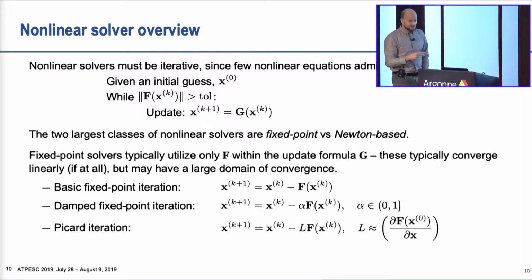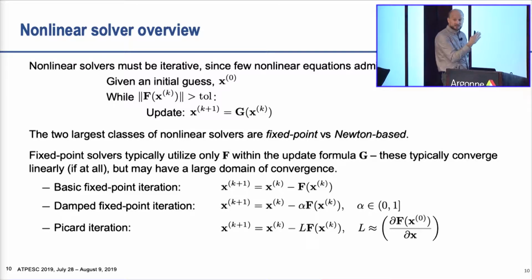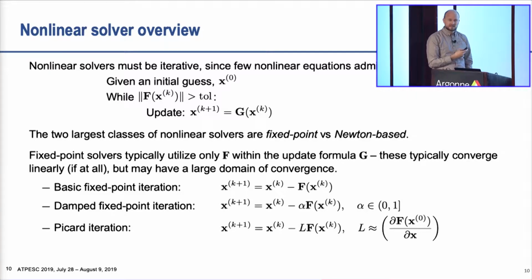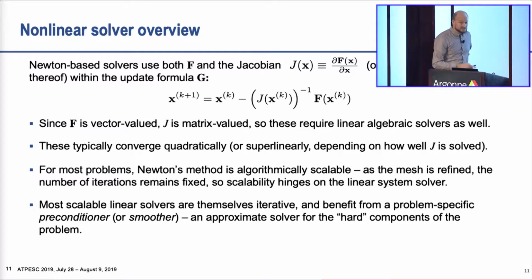So nonlinear solvers in general must be iterative, since most nonlinear equations don't have analytical solutions. And basically the premise there is you start out with an initial guess, x naught, and you iterate until the norm of f, remember you want f to equal 0, until the norm of f is small, you have some update formula. Two basic categories are fixed point versus Newton iterations. Fixed point methods are usually rather simplistic. They don't converge very fast, but they can have a large domain of convergence, so they can be really robust. Whereas Newton methods converge really fast, but they can have a really small domain of convergence, and so you have a trade-off.